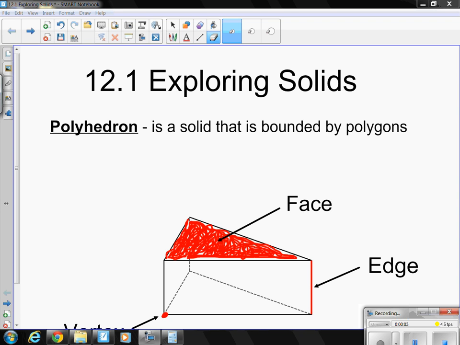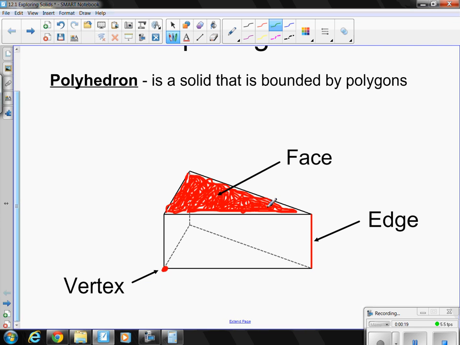12.1, exploring solids. A solid is basically a three-dimensional figure. The types of solids we're focusing on in 12.1 is a polyhedron. That's a solid that is bounded by polygons. It's made of polygons. As you can see here, we have a polyhedron, and it's made up of two triangles. Those are going to be the bases actually in this polyhedron, and then three rectangular sides.